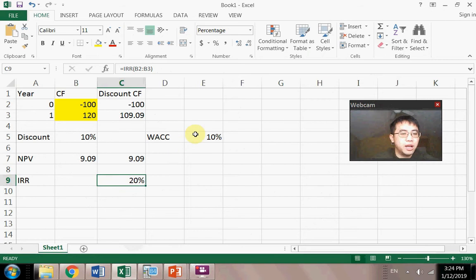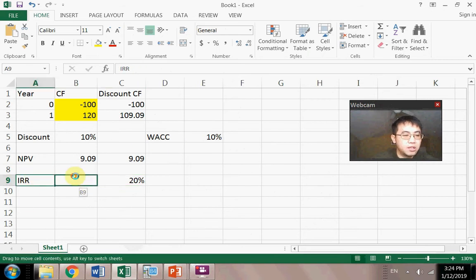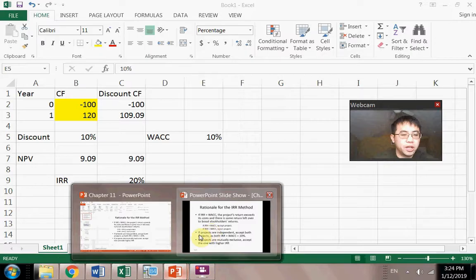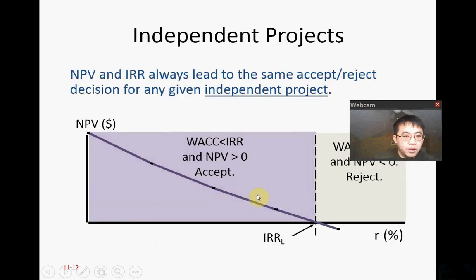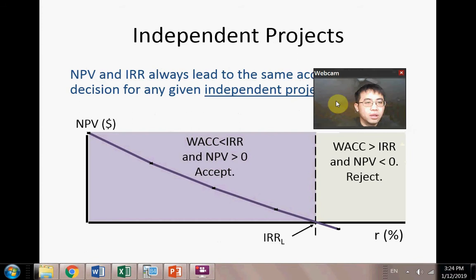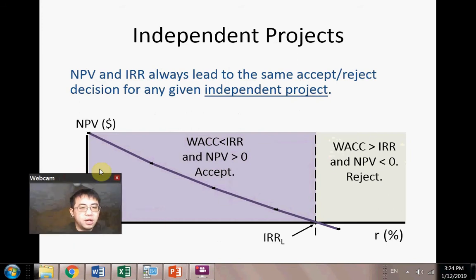Alright, so the bottom line is we want to compare our IRR against the WACC. So if IRR is greater than WACC, we accept it. If IRR is less than WACC, we reject the project. Okay, and also you can tell that the WACC and IRR always lead to the same accept or reject decision for any given independent project.